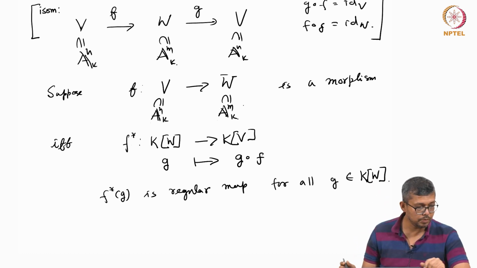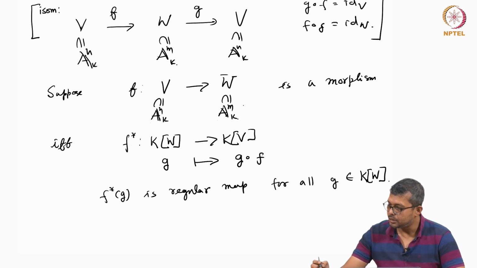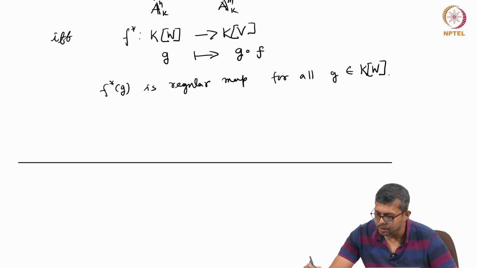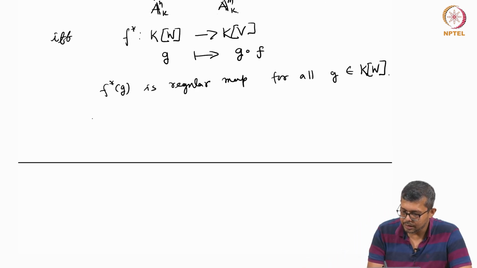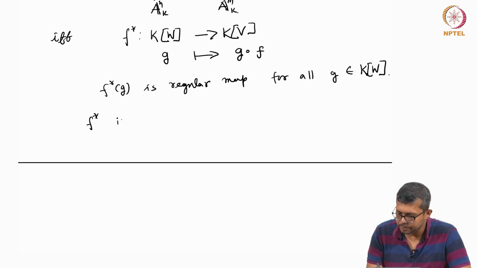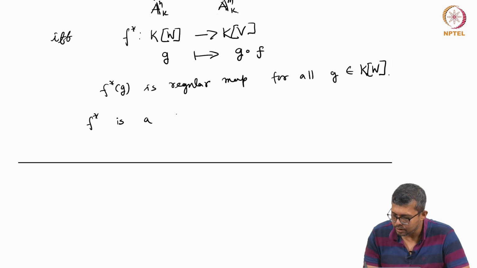First of all, this F star is a K algebra morphism. If that is the case, then you show that F star is a K algebra homomorphism.